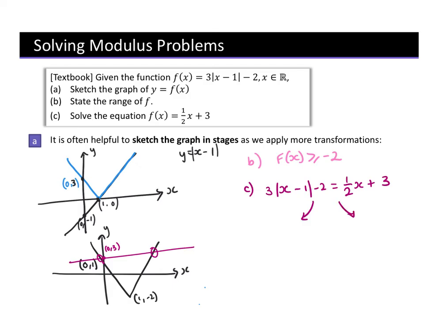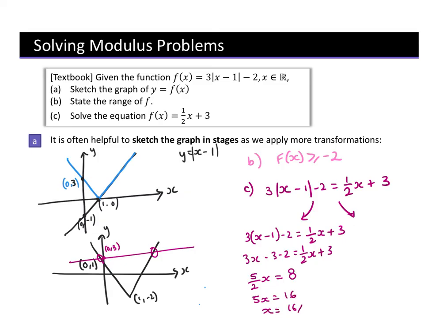When the inside of the modulus is positive, for example, 3 bracket x minus 1, minus 2 equals a half x plus 3, I'm going to get 3x minus 3 minus 2 equals a half x plus 3. That's minus 5, and then I add it onto the other side: minus 5 plus 3 is 8, so I'm going to get 3x minus a half x, 5 over 2 x equals 8. So 5x equals 16, x equals 16 over 5.